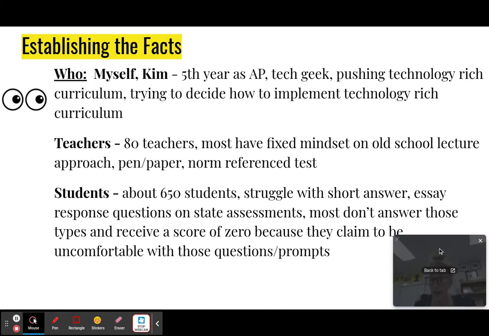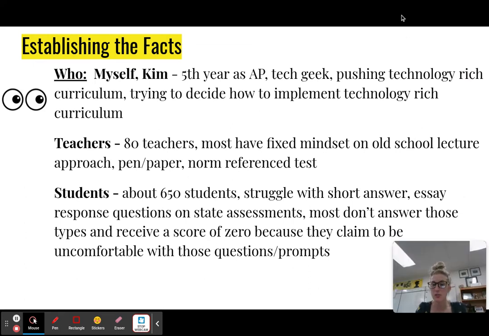Let's talk about the facts of what's going on. Some of this is going to be repeated, but just the main pieces here. Who's part of this is myself, Kim. It's my 5th year as an AP. I'm a tech geek. Everyone comes to me for technology needs, and I'm trying to decide how to implement a technology-rich curriculum. The teachers are also involved. There's 80 teachers. Most have a fixed mindset on the old school lecture approach, pen and paper style, and they like to use more norm reference tests.